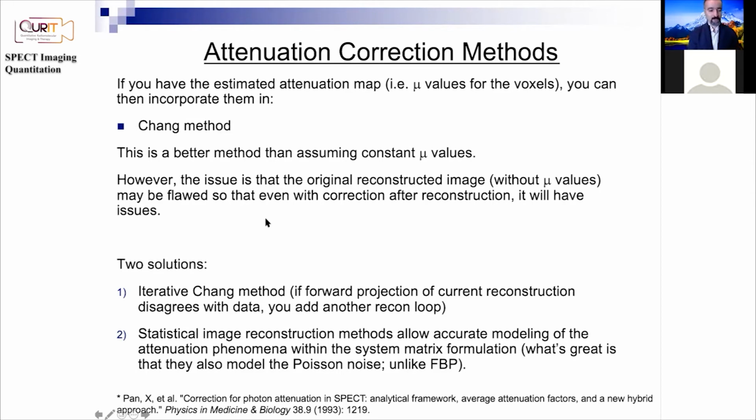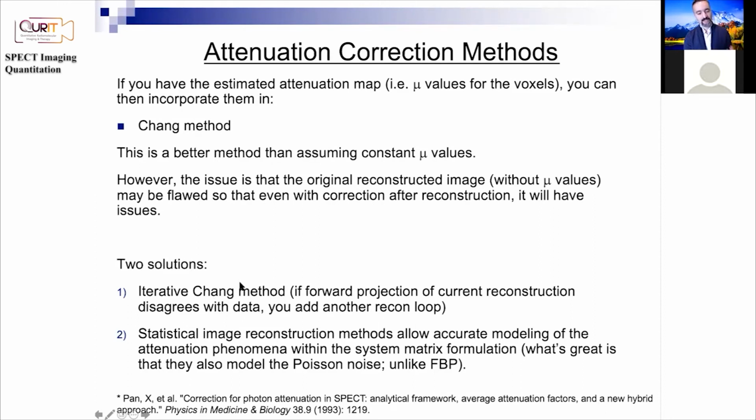To deal with this, people have come up with things like the iterative Chang method, where they say, okay, now we have a new updated image, but let's use this new updated image to calculate things. And let's just keep iterating until the image that we have, when forward projected, assuming the correct attenuation, matches the data we're getting.